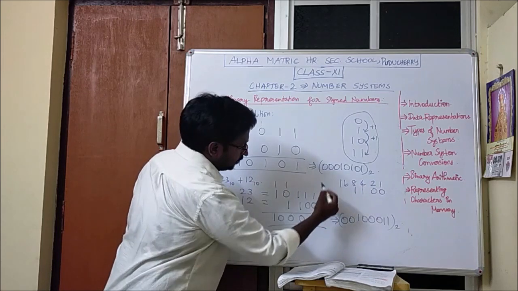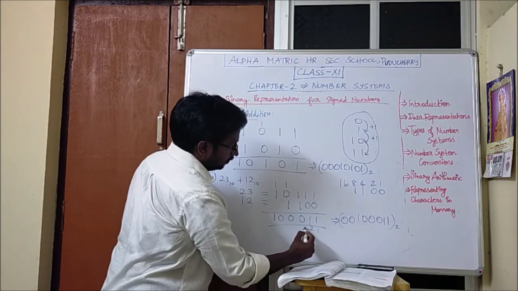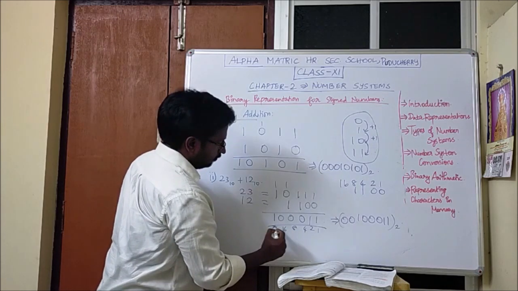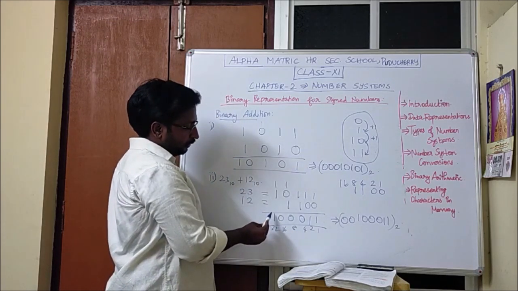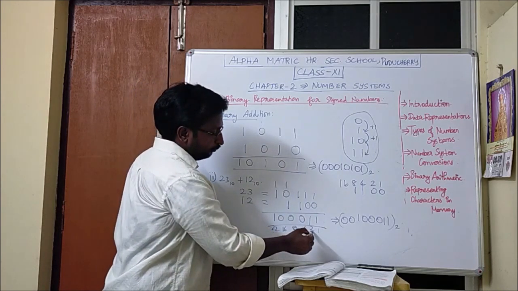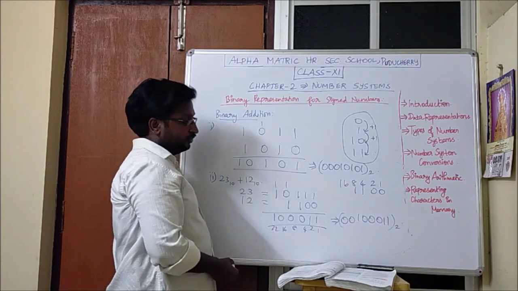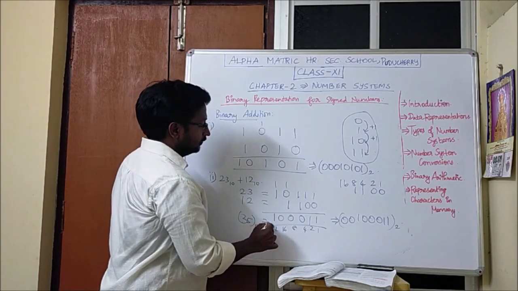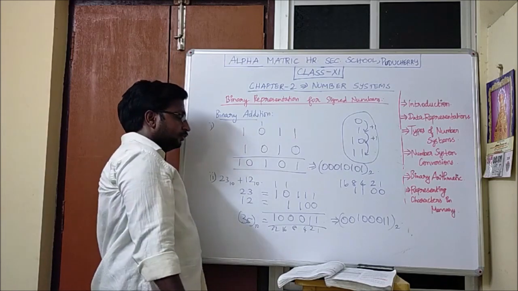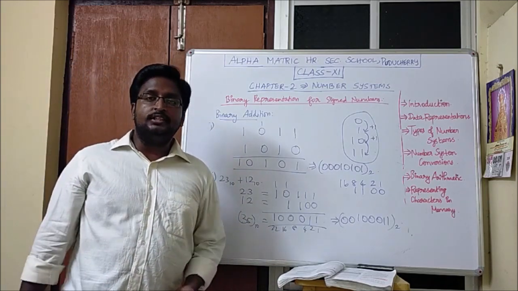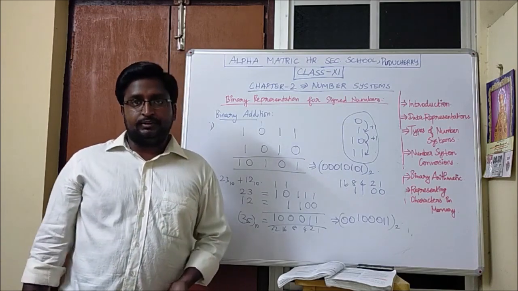So similarly, you just apply these powers of 2. In all the places where we got 1, we have to add those numbers. 32 plus 2 is 34, and 34 plus 1 is 35. So the found answer is correct. This is how we have to cross check the binary addition. Next we will see the binary subtraction.